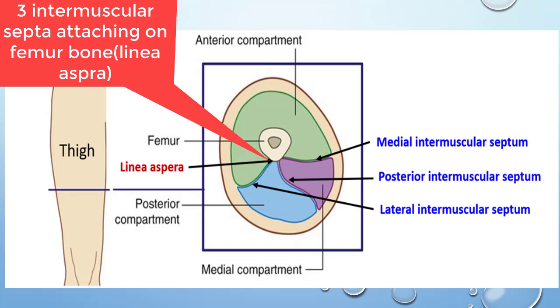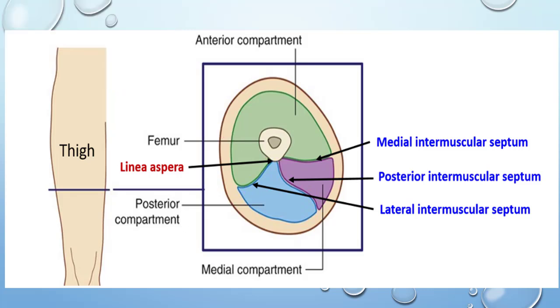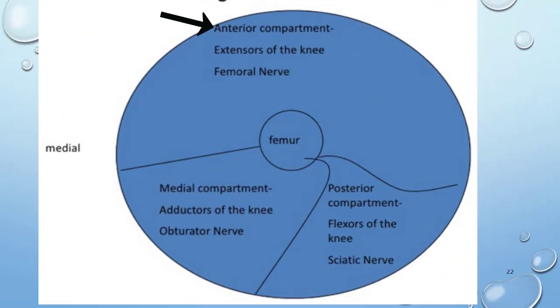The function of these septa is to divide the thigh musculature into three compartments. In this way, the thigh is organized into anterior, medial, and posterior compartments. Hence, each compartment has its own muscles, its own nerve supply, and its own blood supply. The muscles of the anterior compartment are extensors of the knee, the posterior compartment are flexors of the knee, and the medial compartment is the adductor compartment.